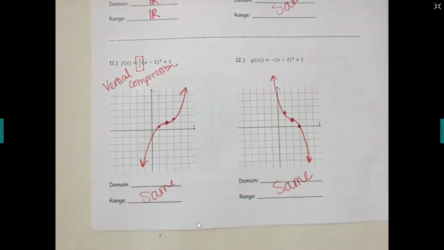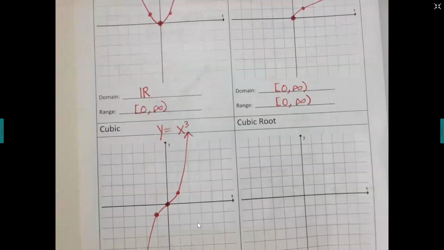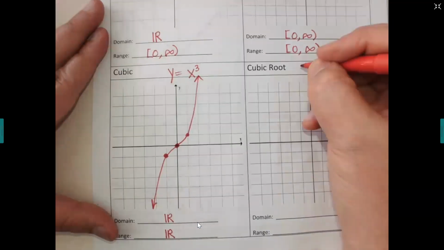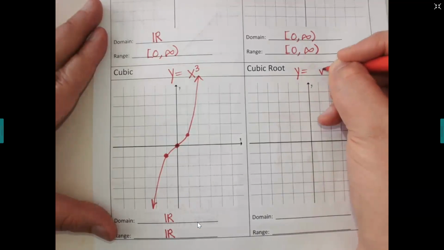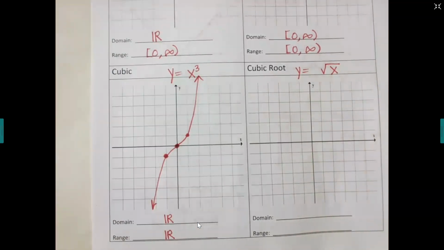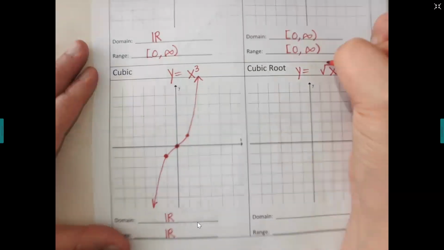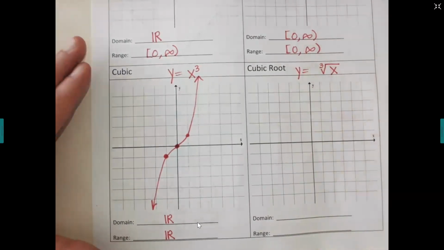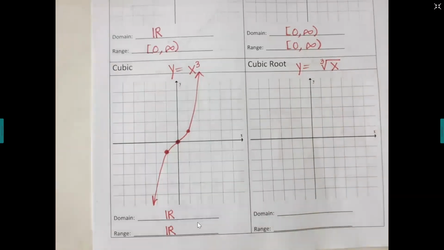So if you'll go back to this little parent sheet, try not to lose this since it has all your families on it. And the cubic root is going to be y equals. Then I want you to draw a square root x symbol. But then to make it a cubic root, you're going to put a little 3 in the elbow. Okay, like that. And y'all should have seen cubic roots at least in algebra 2.